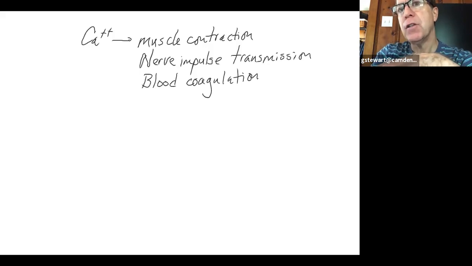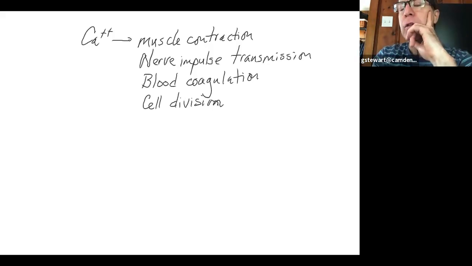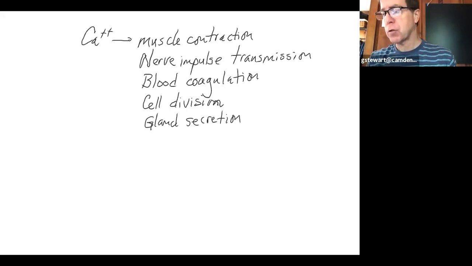Also, cell division. Every time a cell divides, remember those stem cells that make new cells? Calcium is used in the process of cell division. And finally, I'm going to write gland secretion. Typically, how those secretory cells and glands that we learned about secrete their substances, they need calcium in order to perform the act of secretion.